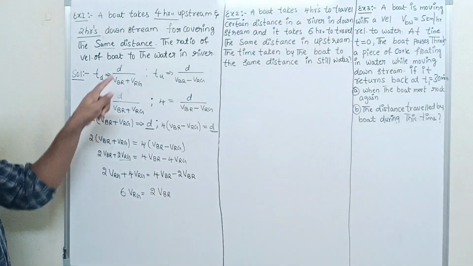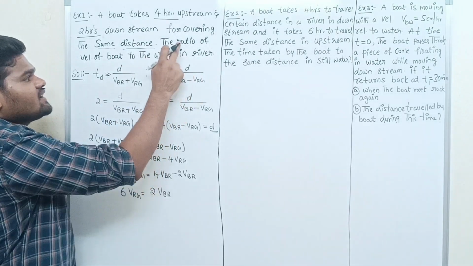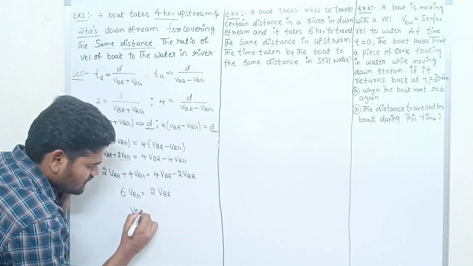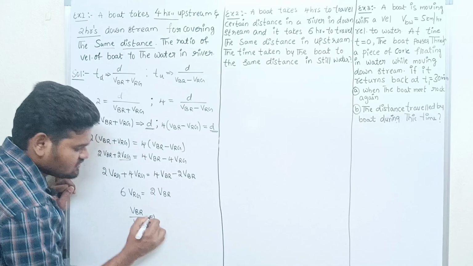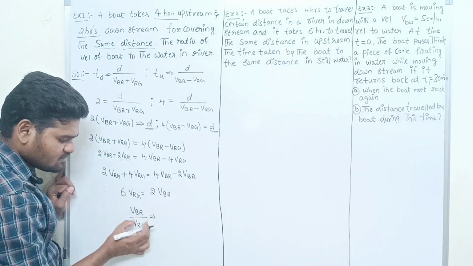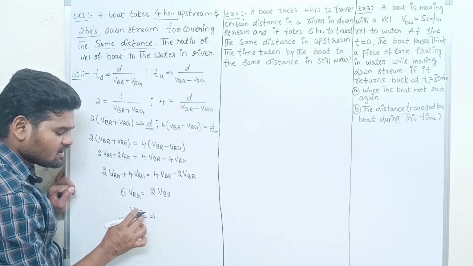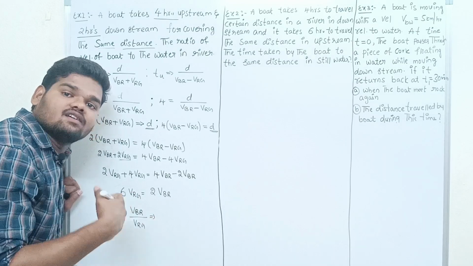So what are they asking? The ratio of velocity of boat to the water in river. So bring this term to this side. VRG is equal to, and just bringing this term to this side, it becomes VBR divided by VRG, the ratio of velocity of boat with respect to river divided by the velocity of river with respect to ground, river, water, whatever it is.